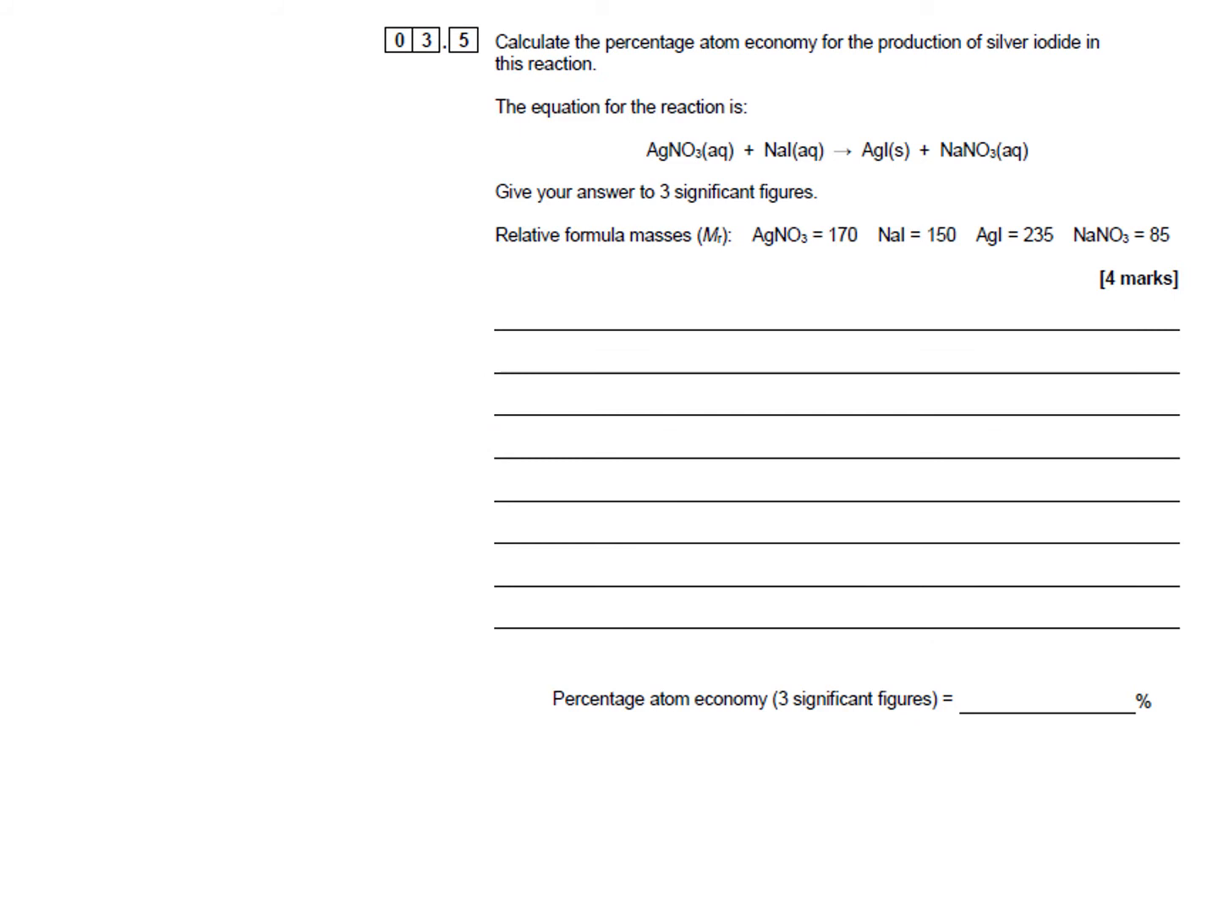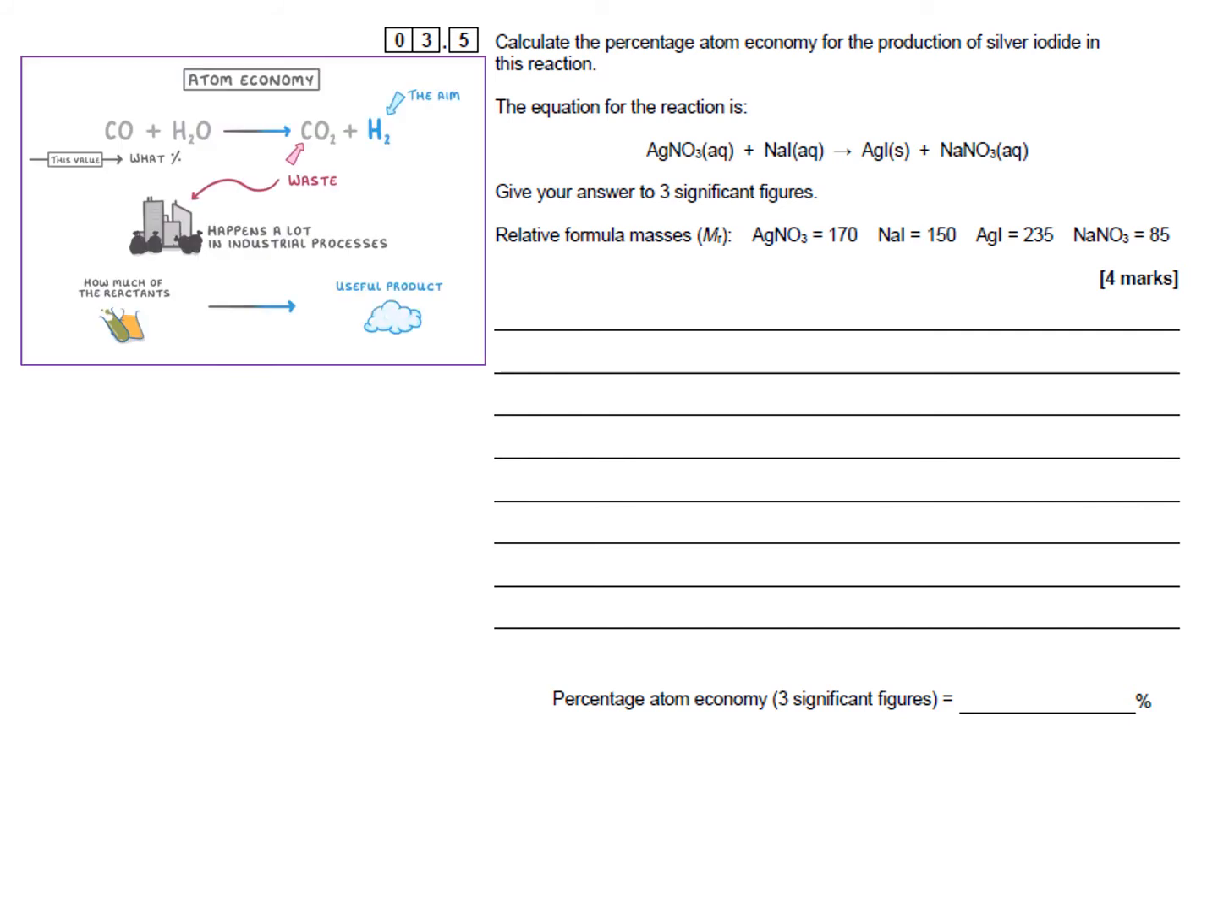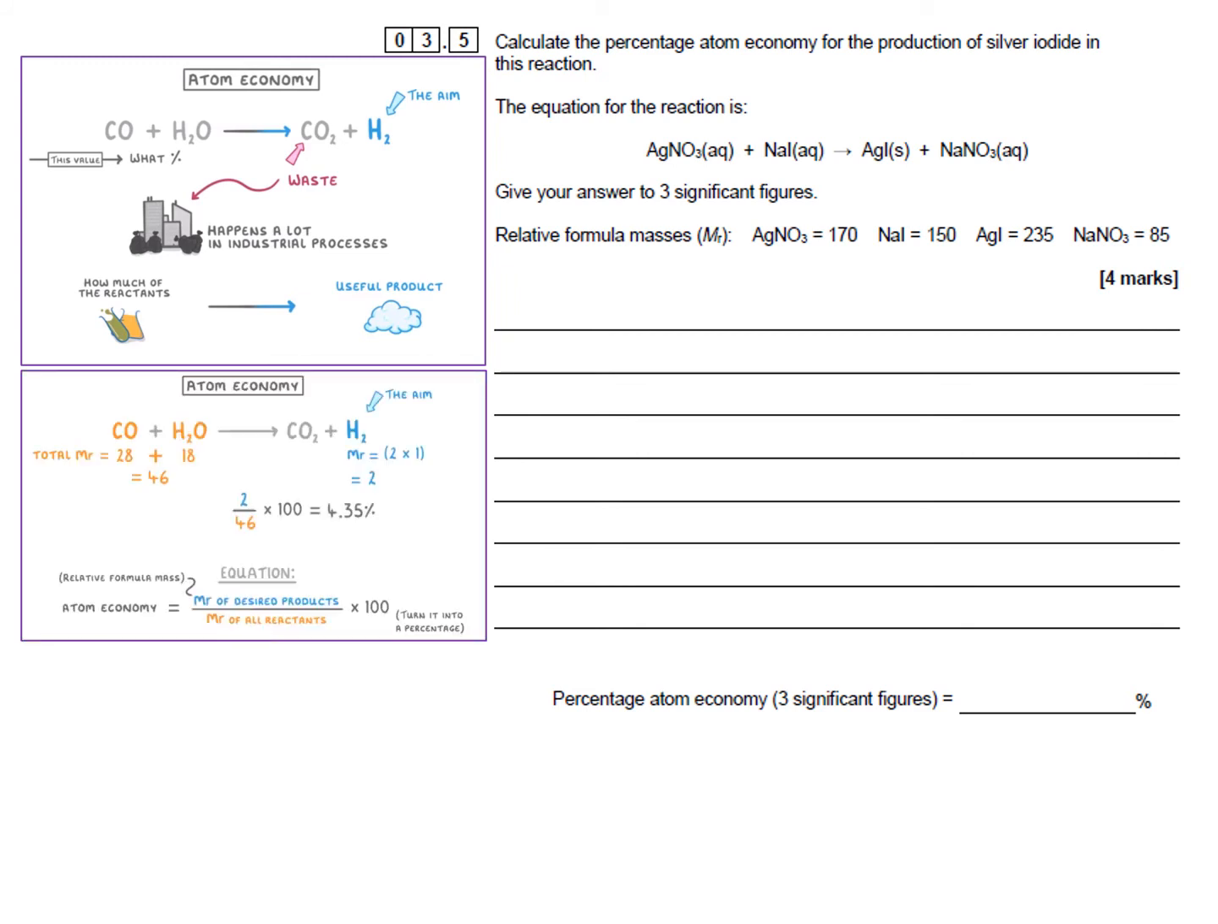Calculate the atom economy for the production of silver iodide. What does atom economy mean? Okay, our atom economy is comparing the amount of waste with the amount of useful substance. So in this case, with our formation of carbon dioxide, that was our waste, and the hydrogen was what they were trying to make. So we need to know how much is the product compared to what we started off with. So the mass of the desired substance compared with the mass of what we started off with in total, and then converting it into a percentage.